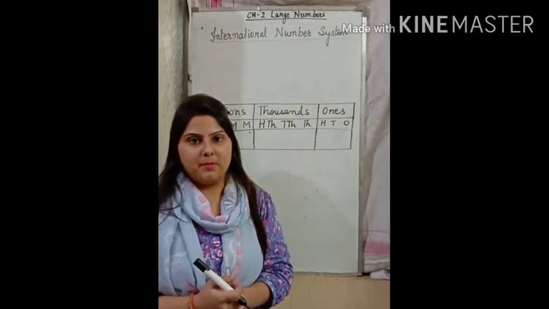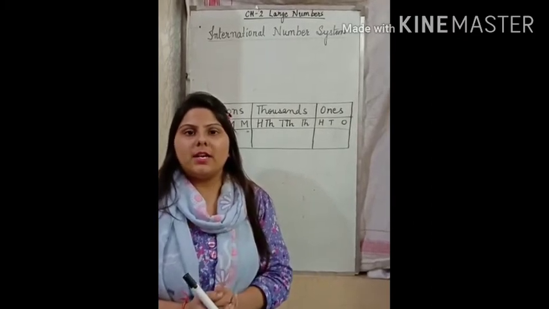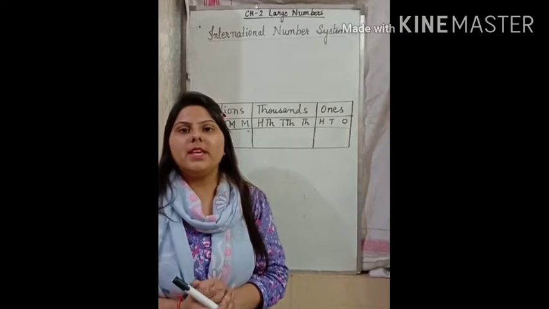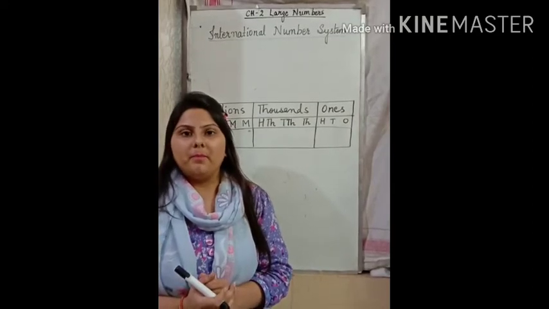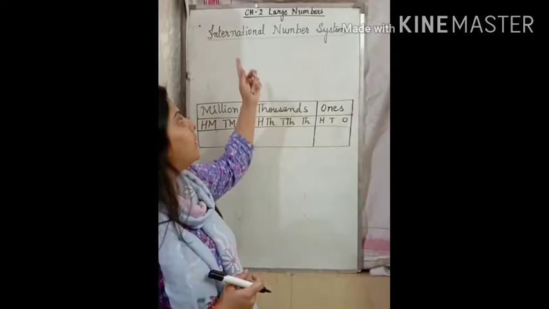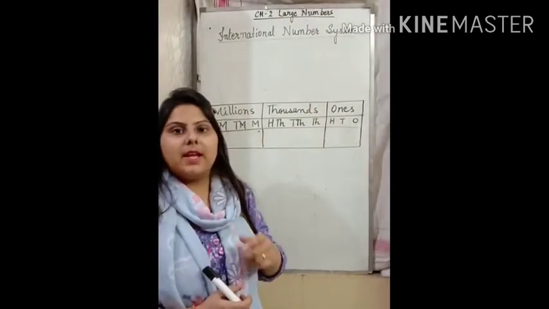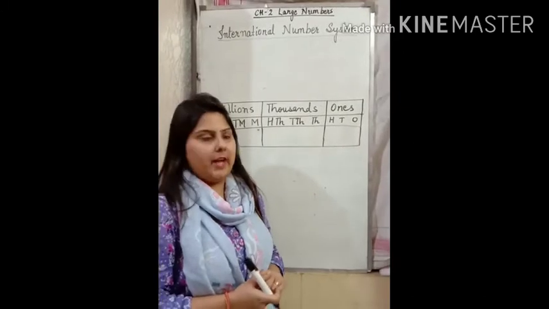Hello kids, in the previous session we learnt how to read and write a number using the Indian number system. In that we noticed that only the ones period has 3 digits, and all the other periods have 2 digits. Now today, let us start with the international number system. Let us suppose an example of a 9-digit number.